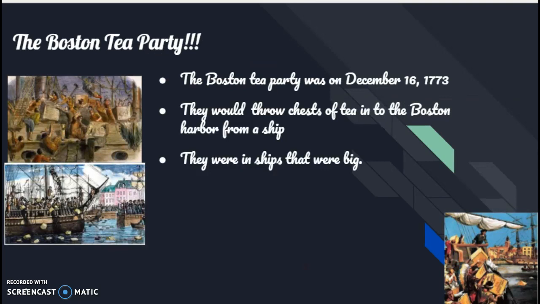The Boston Tea Party. The Boston Tea Party was on December 16, 1773. They would throw chests of tea into the Boston Harbor from a ship. They were in big ships.